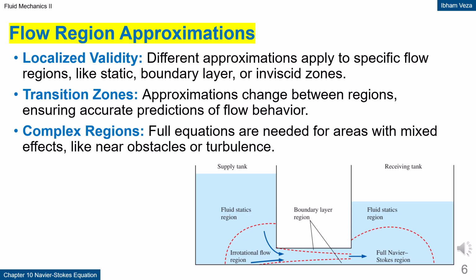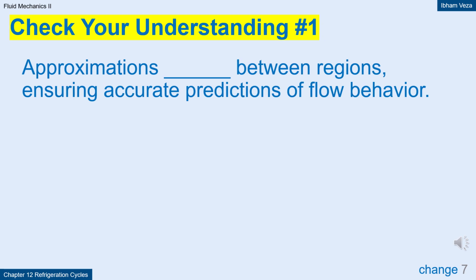Flow region approximations. In a single flow system, there are often several regions with different physical characteristics. In one part, the flow may be treated as inviscid, while near the wall, it must be treated as viscous. Between these two regions, there is usually a transition zone. This approach allows different models to be applied in different locations. In this way, the analysis becomes simpler while remaining realistic. Check your understanding number 1. Approximations change between regions, ensuring accurate predictions of flow behavior.